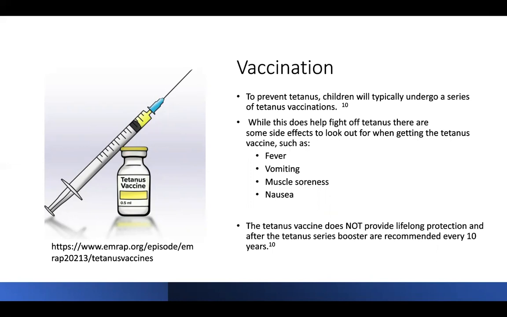So, tetanus vaccines do not provide lifelong protection, and after the tetanus series, boosters are required and are, of course, recommended every 10 years. But it is not uncommon for a person to receive a tetanus booster if they've had a really bad wound, a really dirty wound, or a scrape, if they haven't had a booster in 5 years to, of course, help with that protection against tetanus.